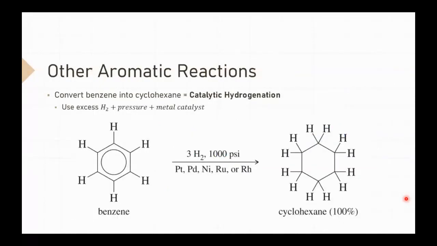Another aromatic reaction is catalytic hydrogenation, where if we add H2 and a lot of pressure and some metal catalyst, we can completely change this benzene into a regular cyclohexane. We're basically forcing hydrogens on there, making sure we remove those double bonds.